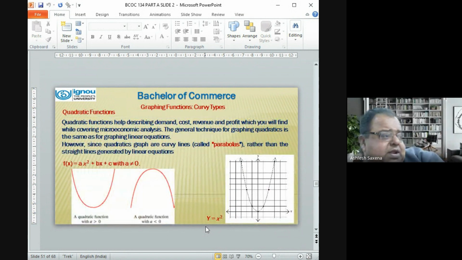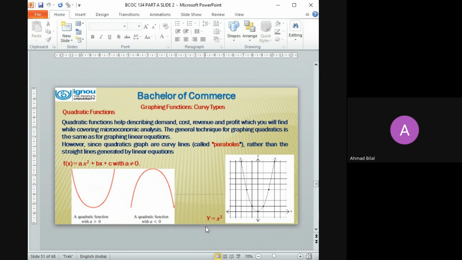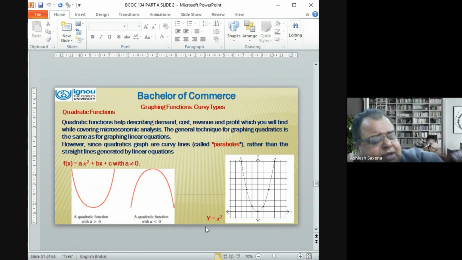Quadratic function. A quadratic function is a function in which the variable has a maximum power of 2. If you remember, ax square plus bx plus c, this is a quadratic function. When you plot it on a piece of graph paper, you will find a U shape, a U shape graph.